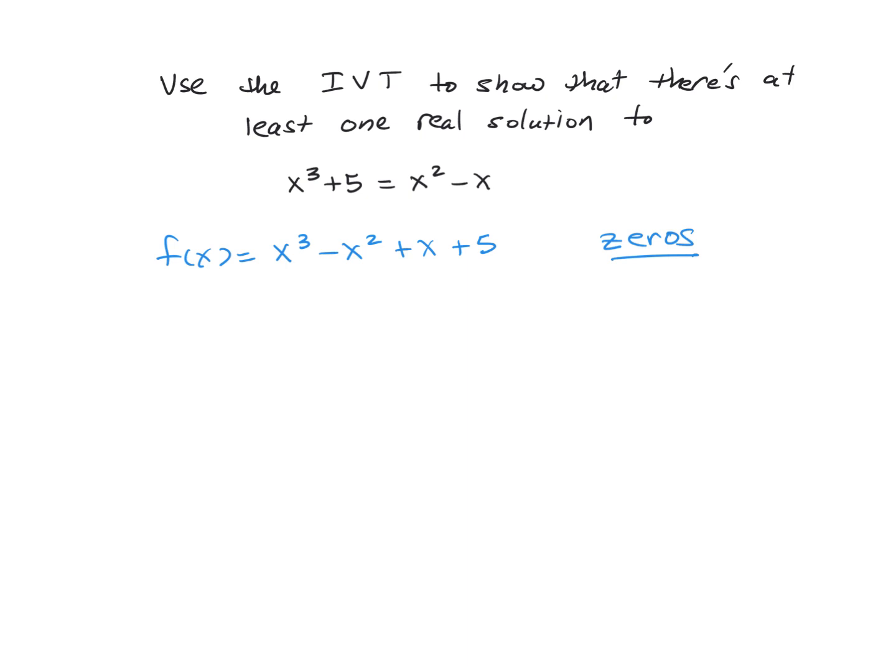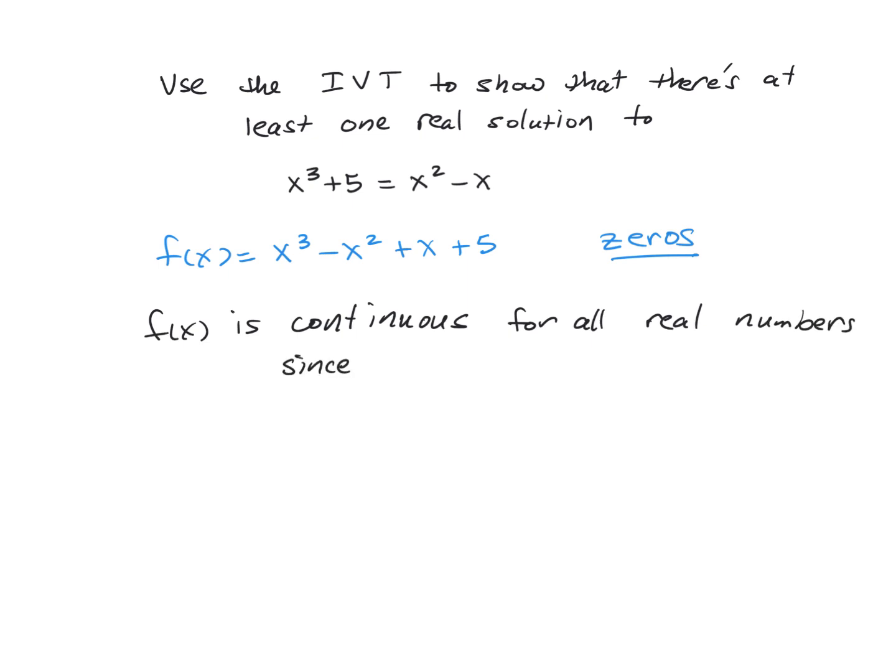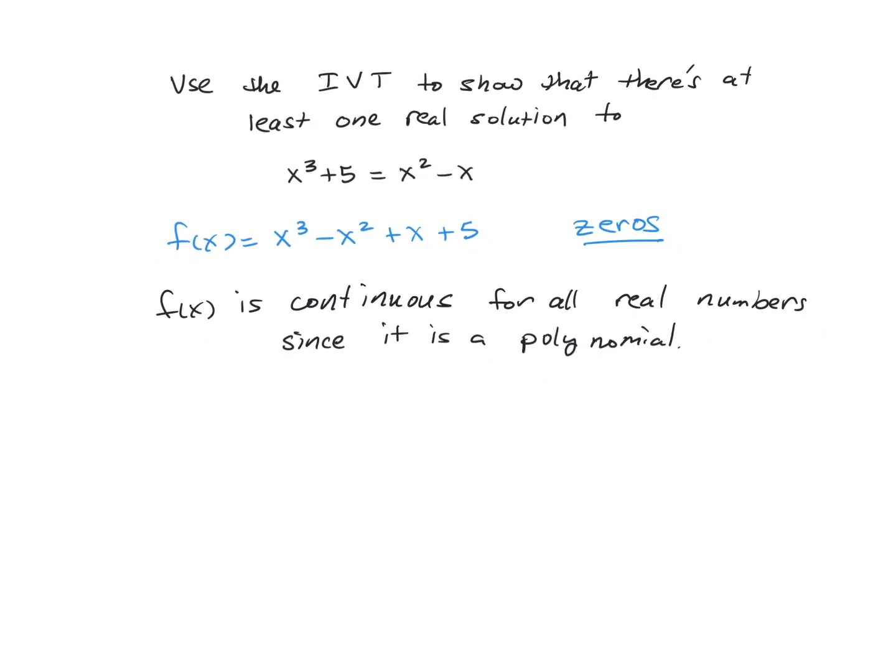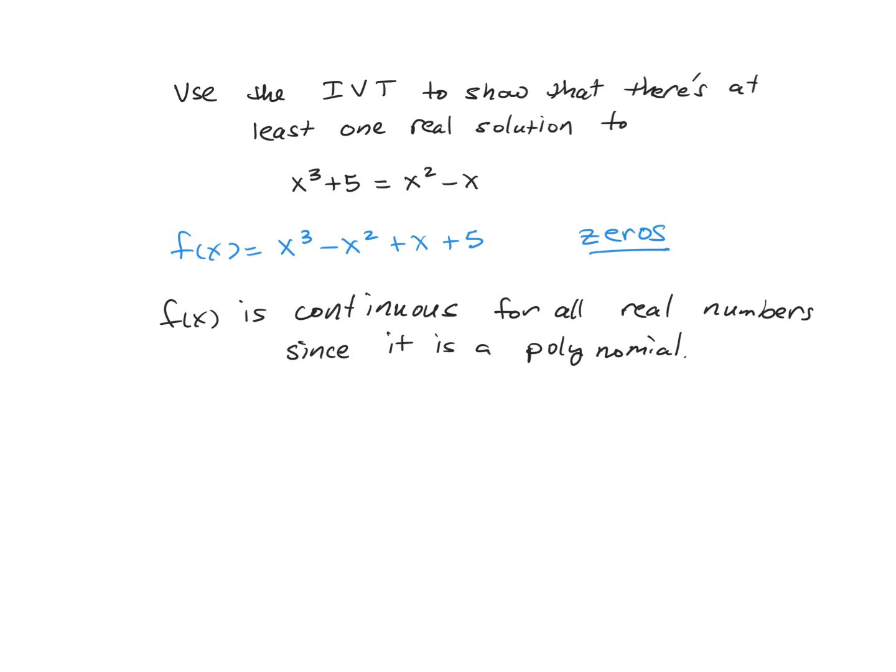So to do that, we first need to take a note that this f of x function is continuous for all real numbers since it is a polynomial. Again, if we don't have continuity, we have no business trying to apply the intermediate value theorem. So the next thing to do is to guess some function values to test in f of x.